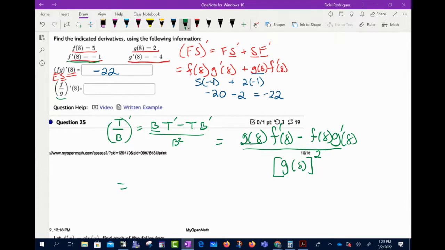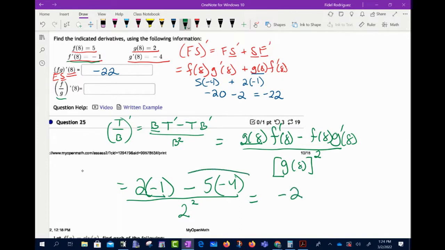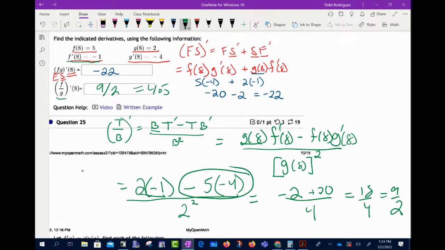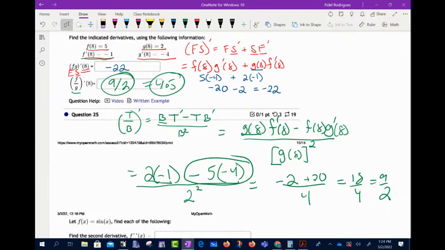All right, so look, do we know what g of 8 is equal to? 2. Good. F prime at 8, everybody agree? Negative 1, good. Minus f of 8, 5, excellent, guys. G prime at 8, negative 4, all over g of 8 squared, 2 squared, right? Okay, so look, negative 2 times 1, negative 2. Everybody agree that's going to give me a positive 20 over 4. So that's 18 over 4, which is 9 halves. So I'd probably put 9 over 2. If you want to write 4.5, I don't see why you couldn't. Good, very good.